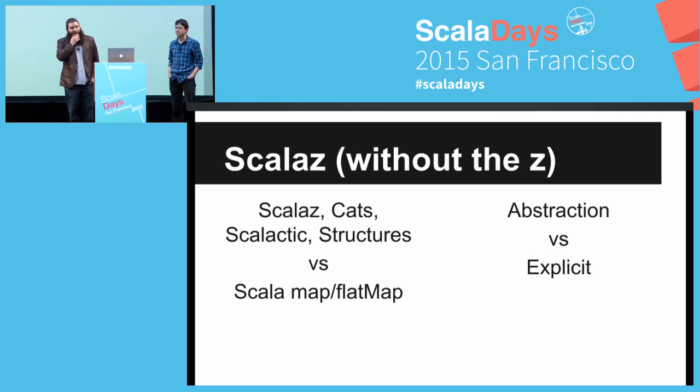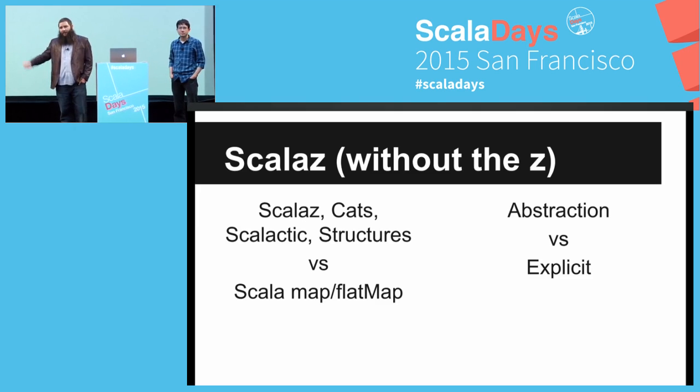There have been many libraries produced. Scalaz is, of course, the most famous, but also Cats, Scalaz, and Structures. They all provide this category theoretic approach. And Scala's is a lot more implicit. It's just assumed that if you implemented flatMap and map, things are going to turn out okay.